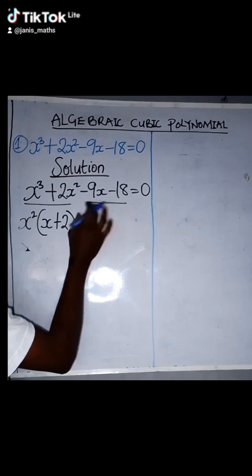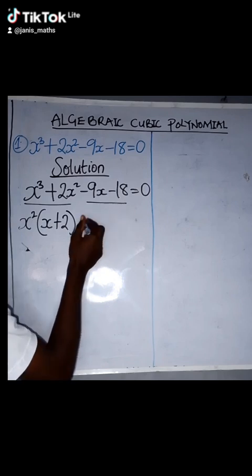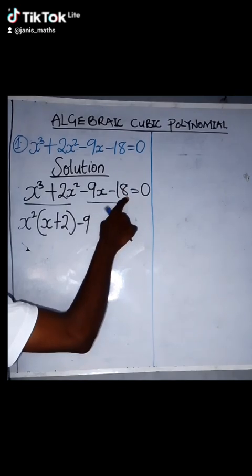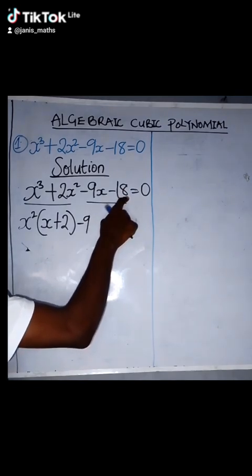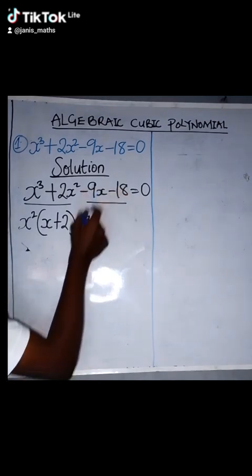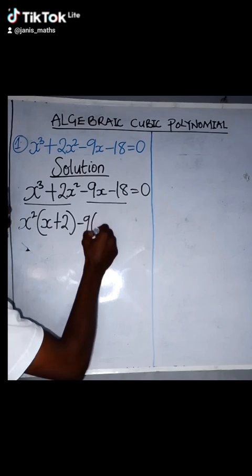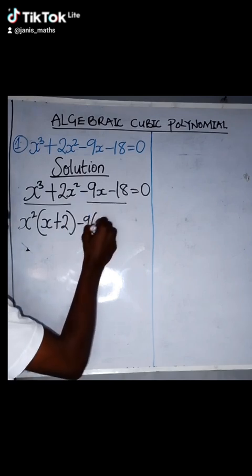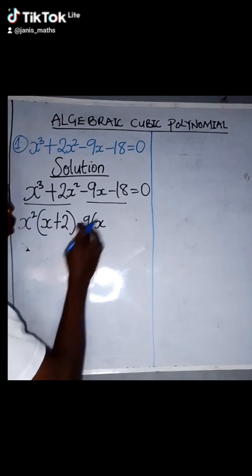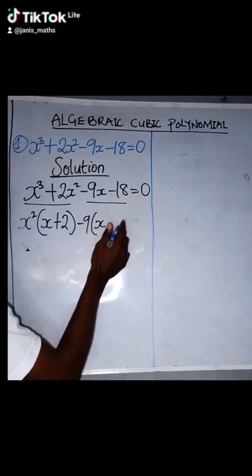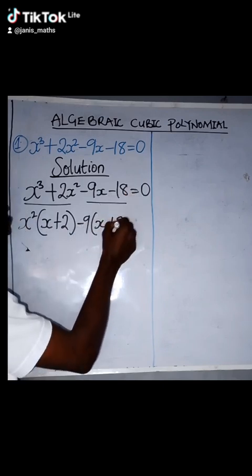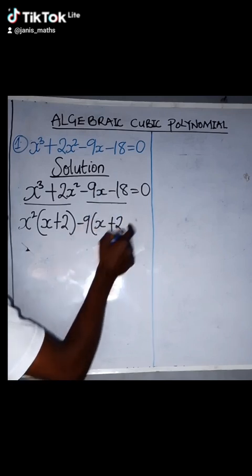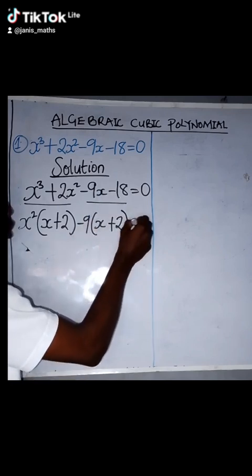Now coming to this part, what's common here? The value common here is minus 9. The 18 here doesn't have x, so there's no common x value. So the highest common value here is minus 9. When minus 9 goes into minus 9x, I'm left with just x. Then when minus 9 goes into minus 18, I'm left with plus 2. Minus going into minus becomes plus, and 9 going into 18 becomes 2. Then close the bracket, equal to 0.